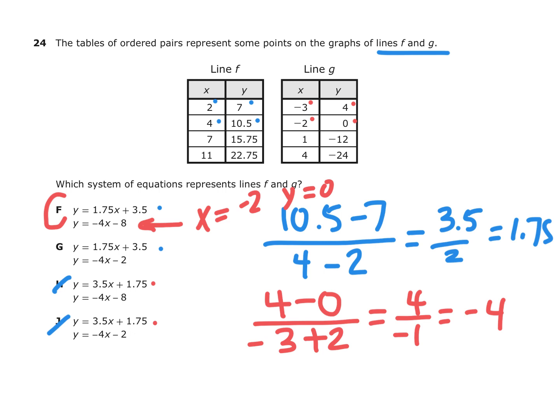Now, maybe the easiest way to do this is with your calculator. Graph the two lines: for answer F, graph 1.75x plus 3.5, and graph the second line, y equals negative 4x minus. Look at the table of values, and you will see that F is the correct answer.